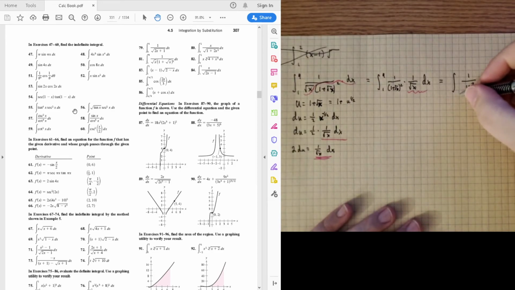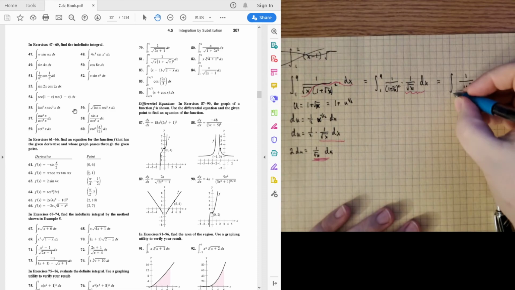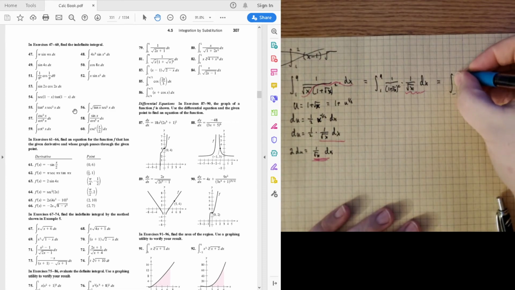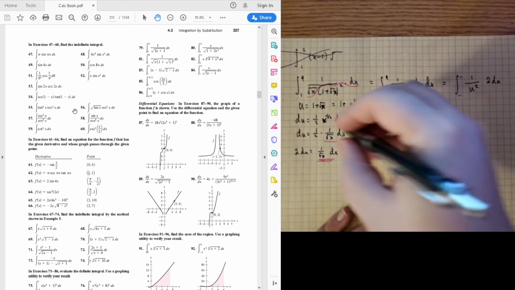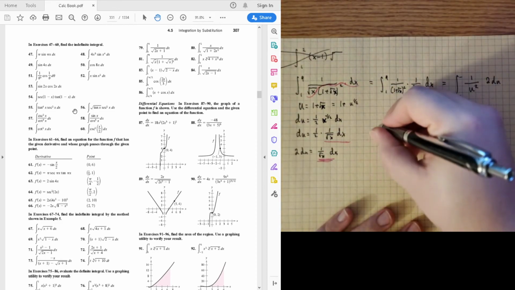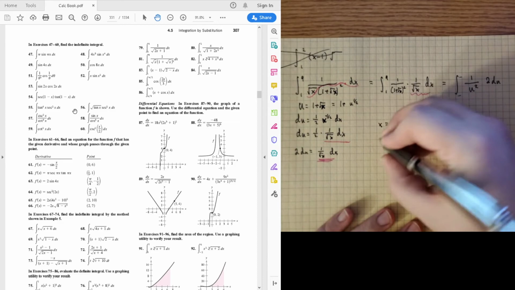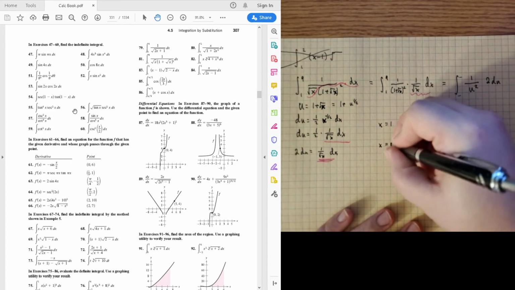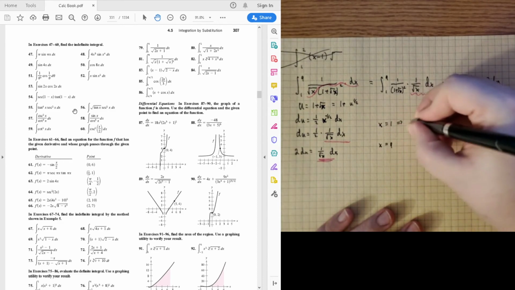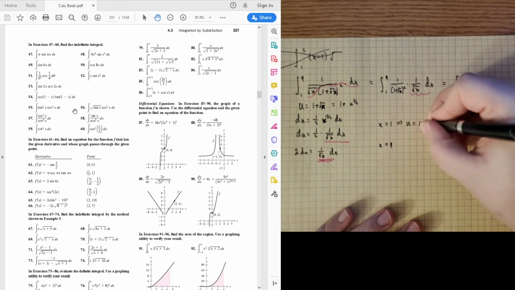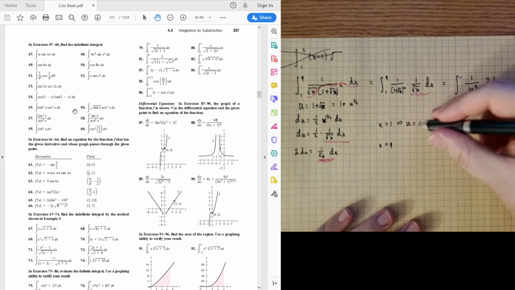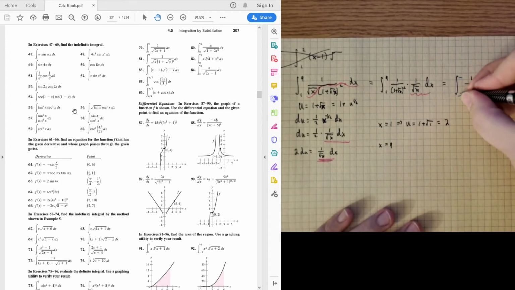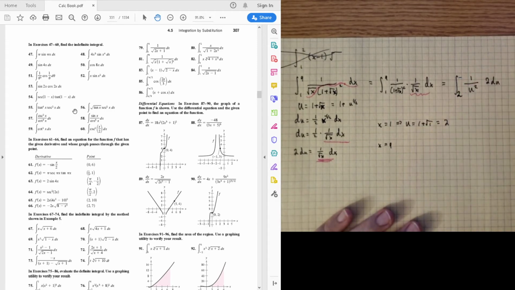And now I need to make sure, since this is a definite integral, I need to plug in the boundaries, my lower limit and my upper limit. Let's plug those in. Now, how do I find those? I take my u, so I have to do when x is 1 and when x is 9. When x is 1, my u is equal to 1 plus the square root of 1. The square root of 1 is 1, and 1 plus 1 is 2. So this one has a lower bound of 2.